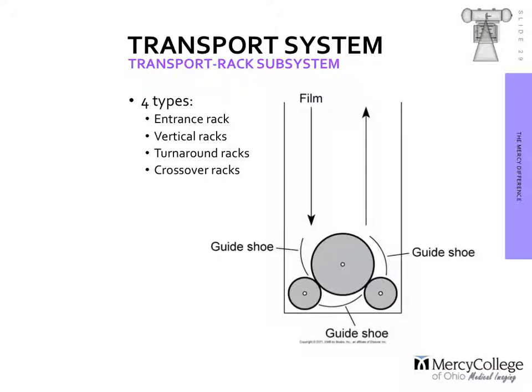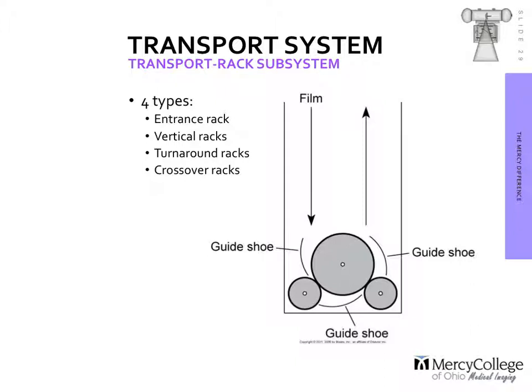So there are different types. So the entrance rack does contain the entrance rollers. It also contains guide shoes and a micro switch that is going to allow the replenishment system to take place. And we're going to get into the replenishment system, but it is all based on the amount of film that passes through. So the vertical racks, also called deep racks, these are going to contain all of the transport rollers.